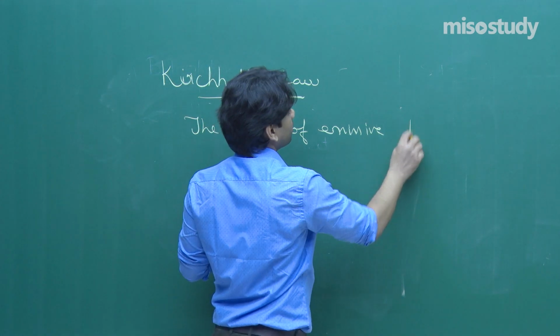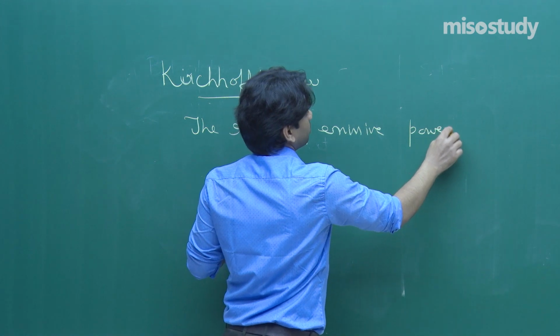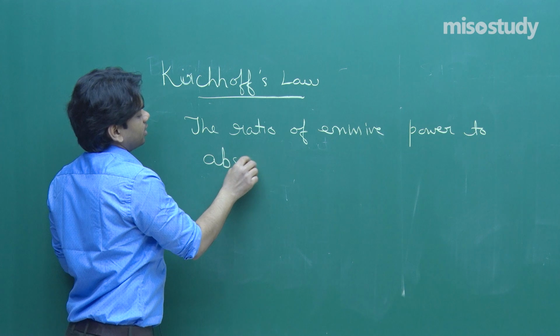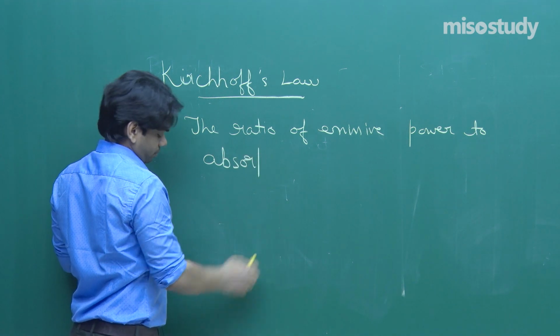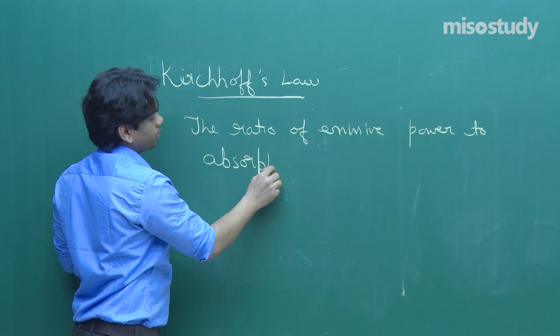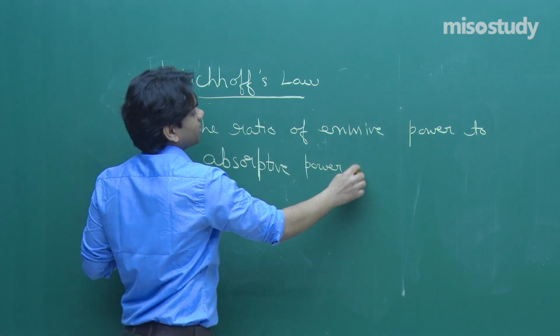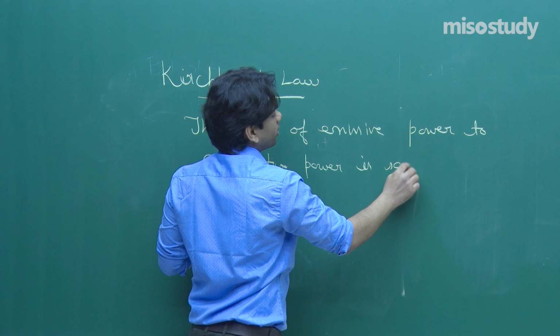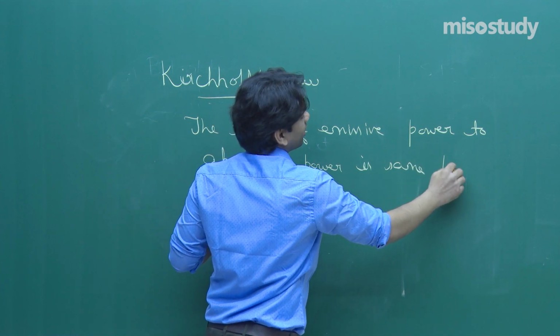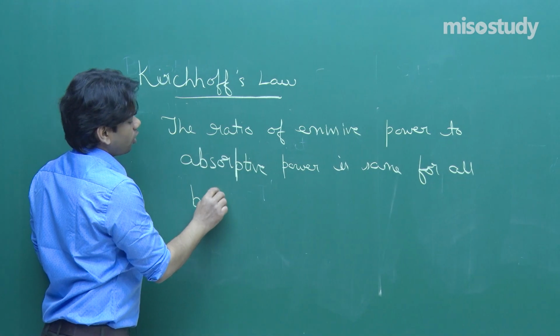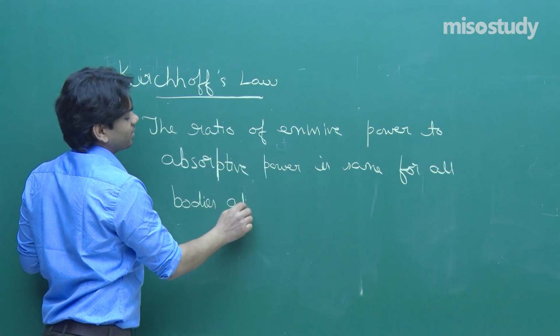The ratio of emissive power to absorptive power is the same for all bodies at a given temperature.